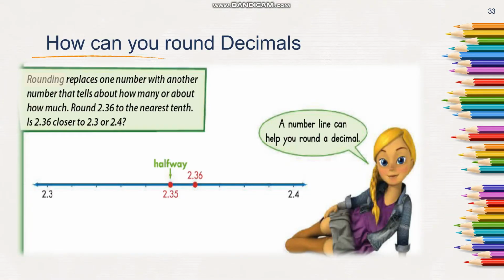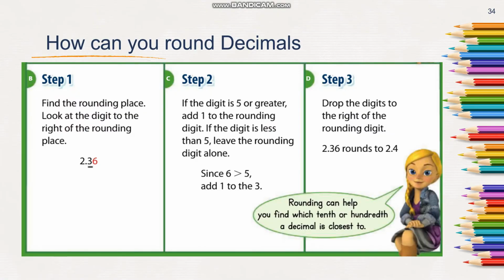How can you round decimals? Rounding replaces one number with another number that tells about how many or about how much. Round 2 and 36 hundredths to the nearest tenths. So is 2 and 36 hundredths closer to 2 and 3 tenths or 2 and 4 tenths? So any number line can help you round a decimal also. So the first step is find the rounding place.